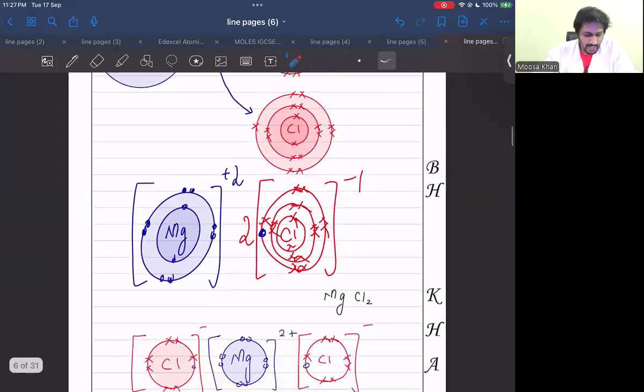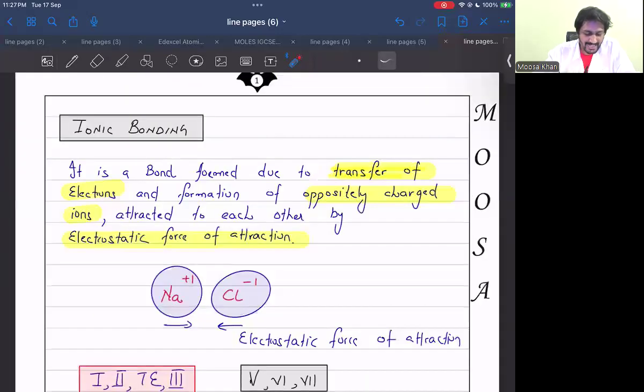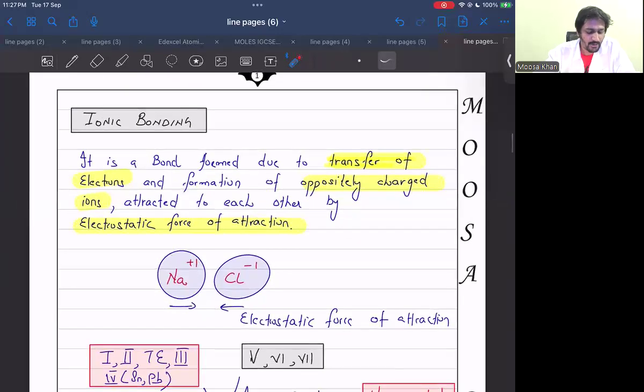Okay brother. So someone was asking me the definition of ionic bonding. So how do you define an ionic bond? It is a bond formed due to transfer of electrons and formation of oppositely charged ions attracted to each other by electrostatic force of attraction. Don't write it below, marks won't be cut, okay.